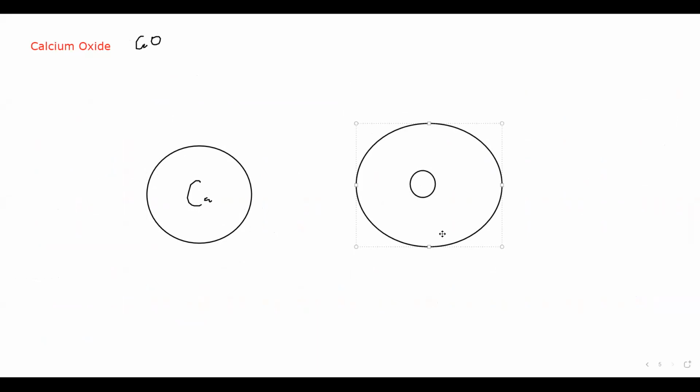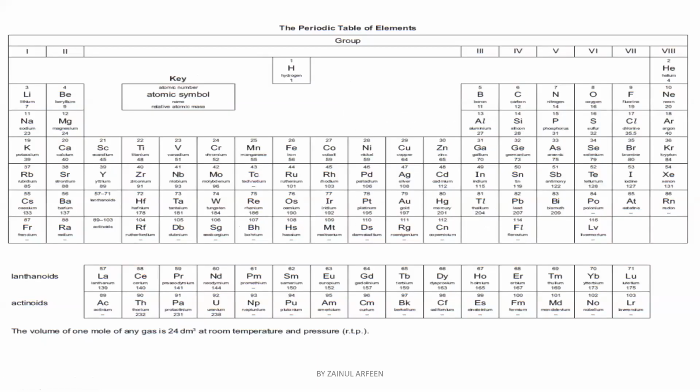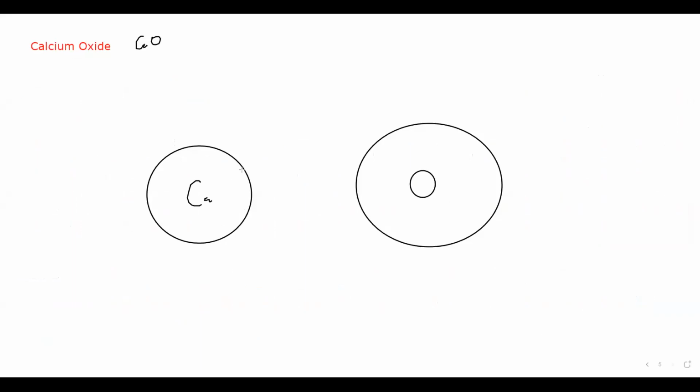Now how will we know how many electrons are there in the last shell of calcium? Again, we have to use a periodic table. So when you check calcium, calcium is in group 2. So group 2 means how many electrons will be there? It will have 2 electrons. And oxygen, when you check oxygen, it is at group 6, so it will have 6 electrons in the last shell. So 2 electrons are there in calcium last shell and 6 electrons are there in oxygen last shell.